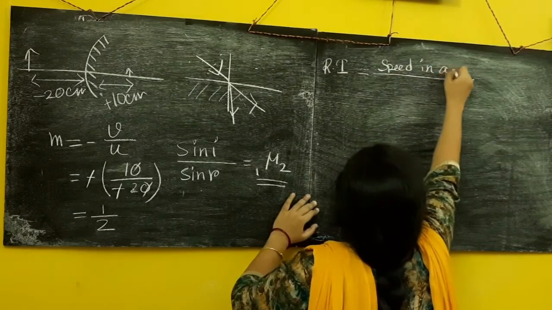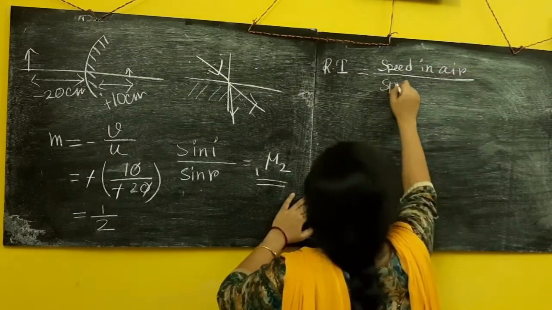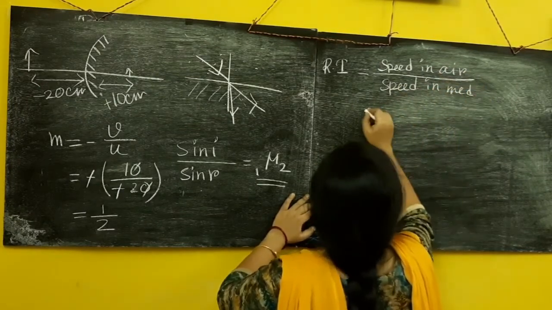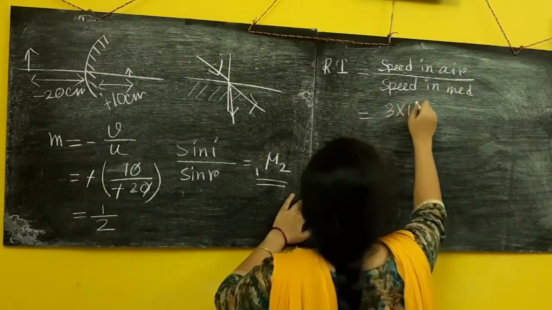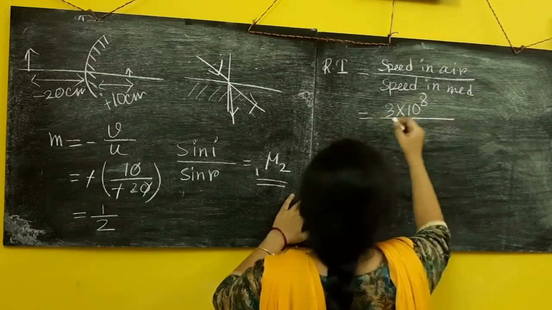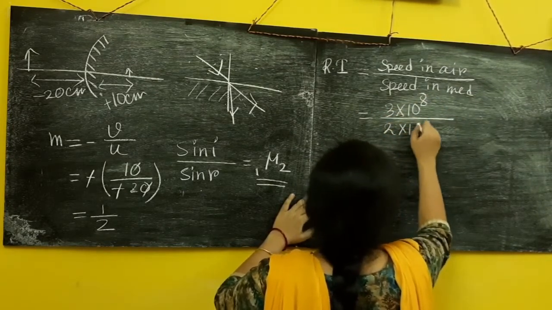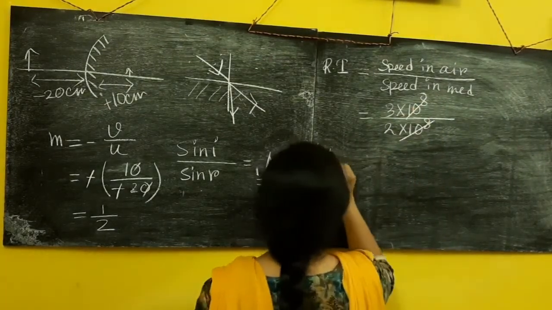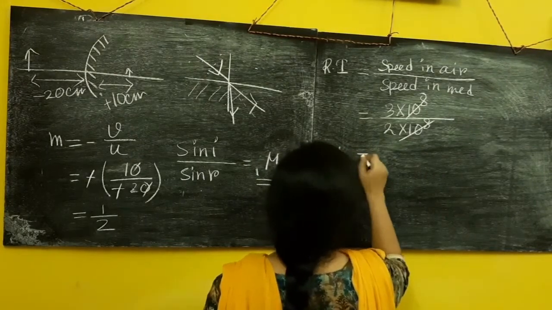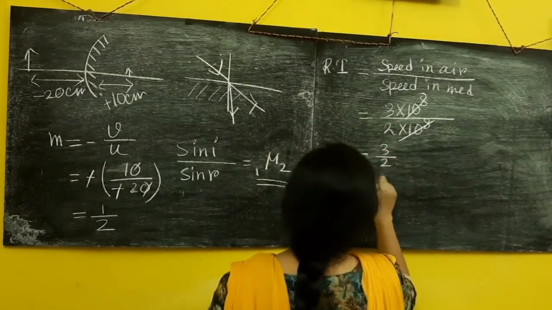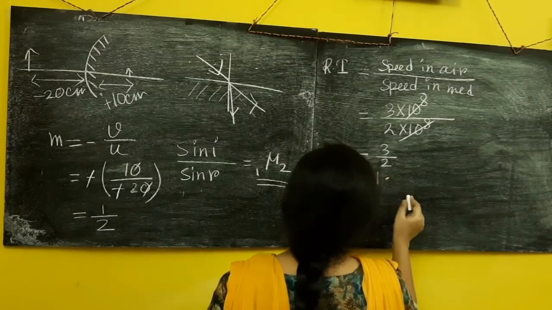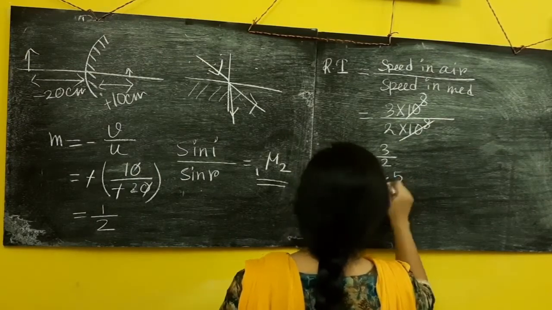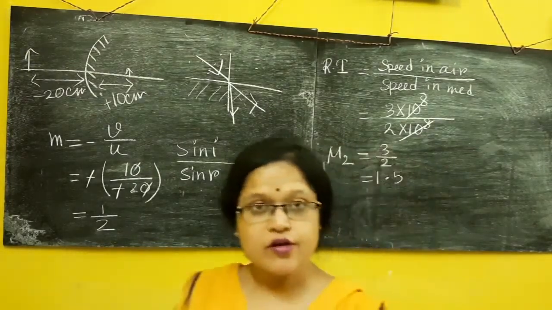in air divided by speed in medium. So speed in air is 3 into 10 to the power 8 and speed in medium is given in the question, that is 2 into 10 to the power 8. So 10 to the power 8, 10 to the power 8 will be cancelled out. So refractive index mu 1 to 2 will be 3 by 2 or rather 1.5. Yes, 1.5. So refractive index is 1.5.